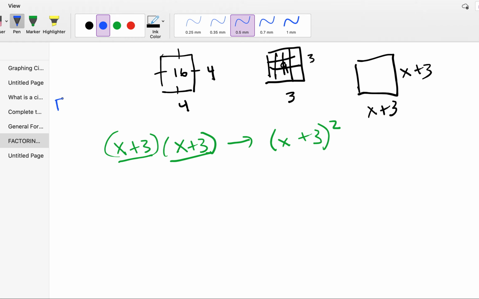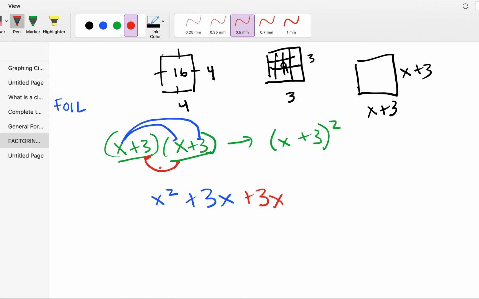We can FOIL. We learn first, outside, inside, last. Basically, we're doing a multiplication to each combination. So x times x would be x squared, and then x times 3 would be 3x. So we're multiplying the first x to both of the other terms in the second part of the multiplication. Now we're going to take the number 3 and multiply times x, so we get another 3x. Then 3 times 3 is 9.